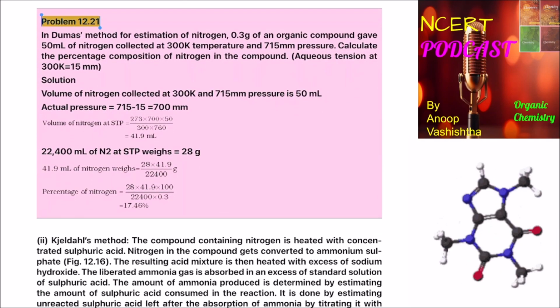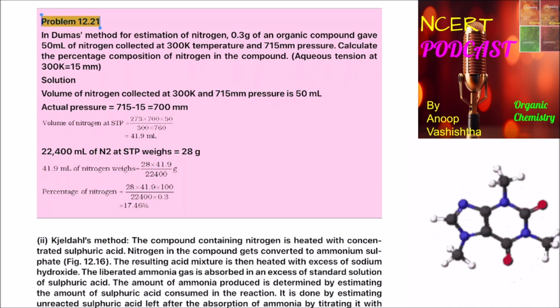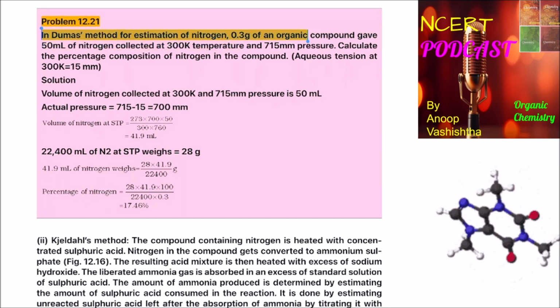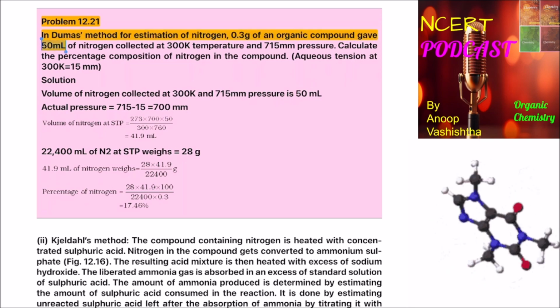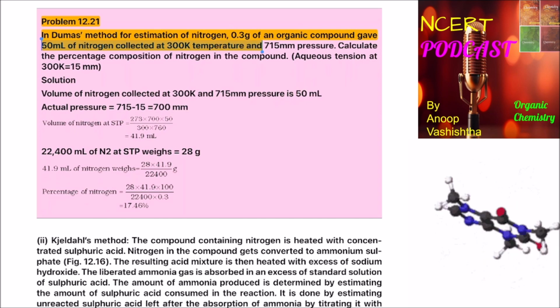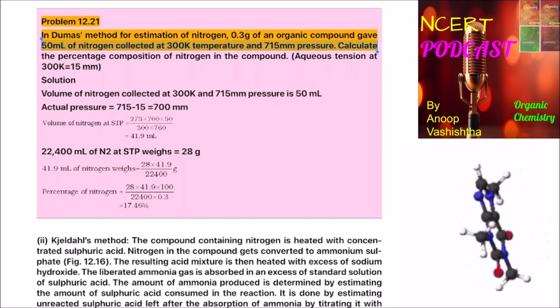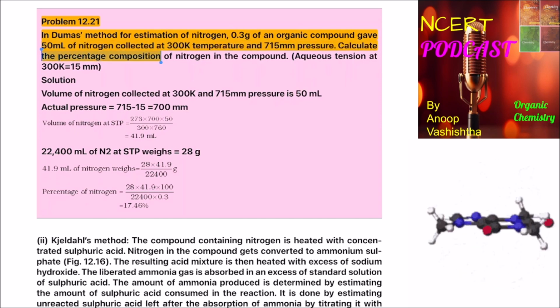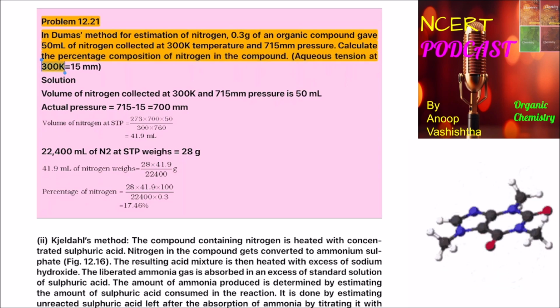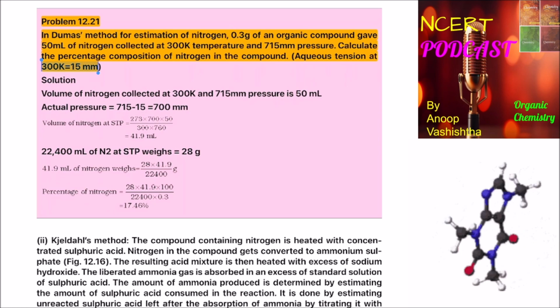Problem 12.21. In Dumas' method for estimation of nitrogen, 0.3 gram of an organic compound gave 50 milliliter of nitrogen collected at 300 Kelvin temperature and 715 mm pressure. Calculate the percentage composition of nitrogen in the compound. Aqueous tension at 300 Kelvin is equal to 15 mm.